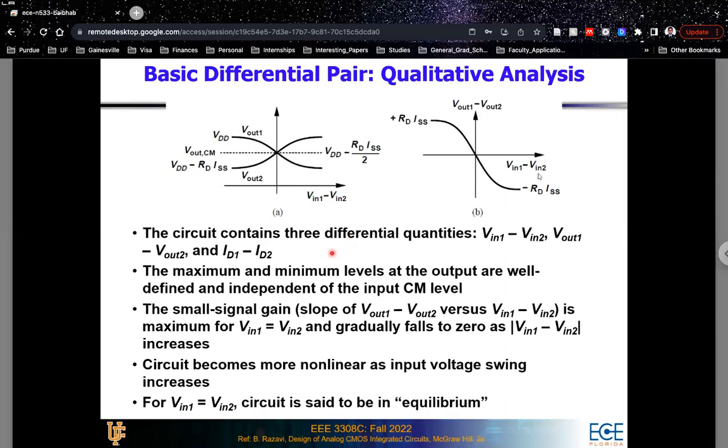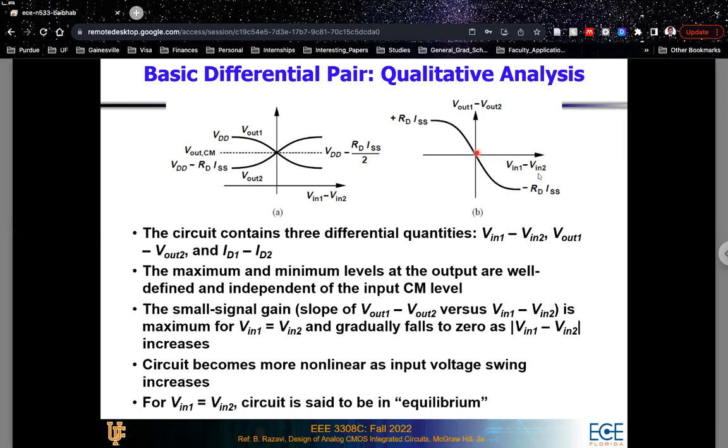All right. So we have already understood the effect of changing your VIN1 and VIN2 DC voltages and how the DC at the output will change according to that. So this is how the graphical representation looks like. And if you represent Vout1 minus Vout2 on the y-axis and VIN1 minus VIN2 on the x-axis, then you'll see that this curve will have values from plus RD times ISS to minus RD times ISS, depending on whether VIN1 is larger than VIN2 or VIN2 is larger than VIN1.